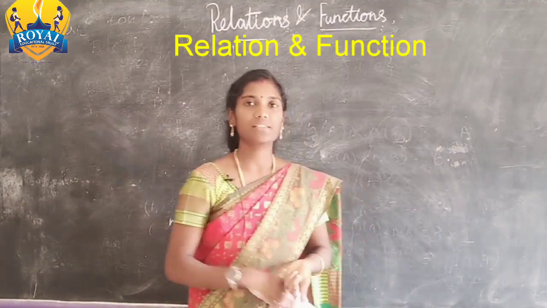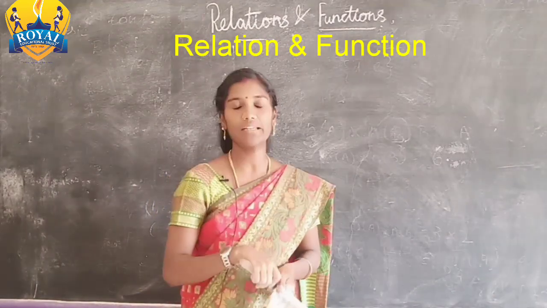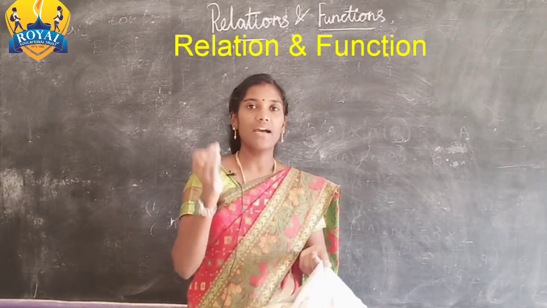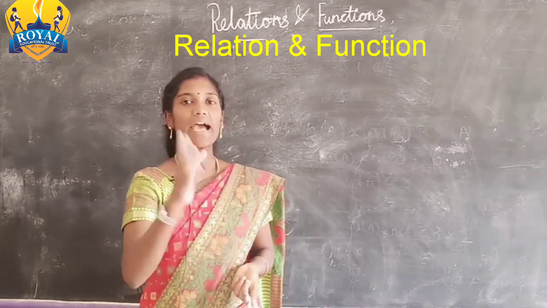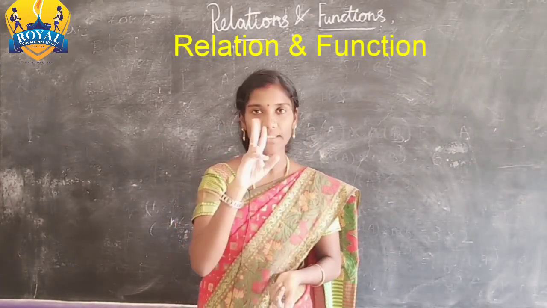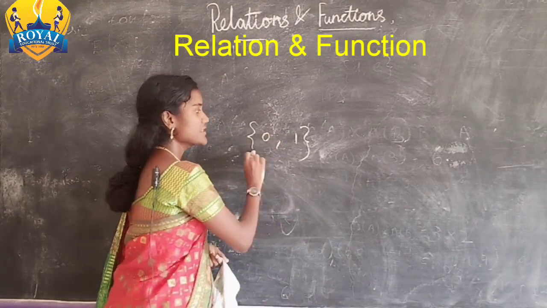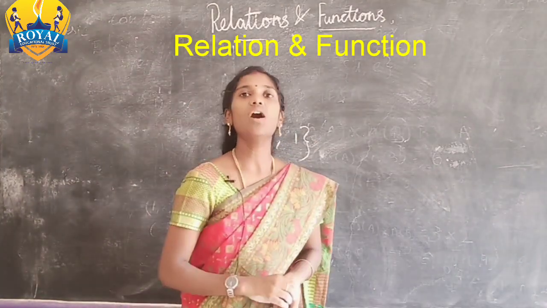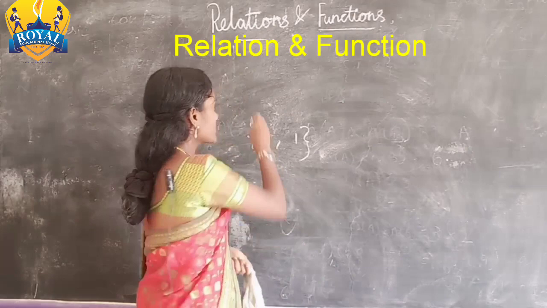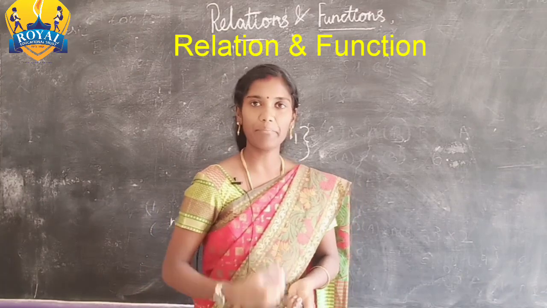Next, real numbers. Real numbers means all the numbers joined together. That is, natural numbers, whole numbers, rational numbers, irrational numbers, integers like this. These numbers are joined in the same set. It is called real numbers. If two real numbers, that is 0, 1, these two real numbers make a Cartesian plane. Two real numbers, that means R cross R, also makes a Cartesian plane.